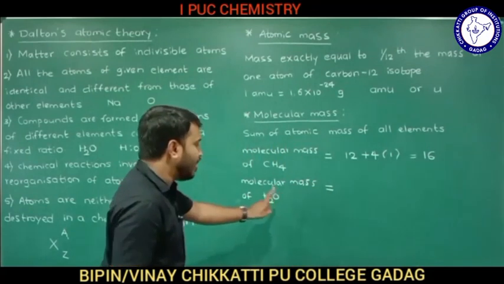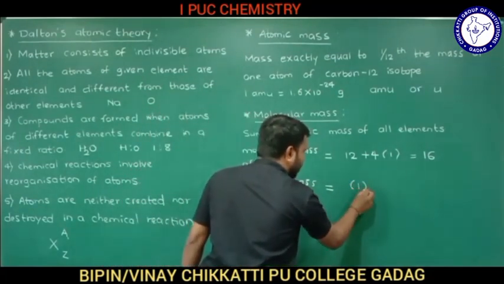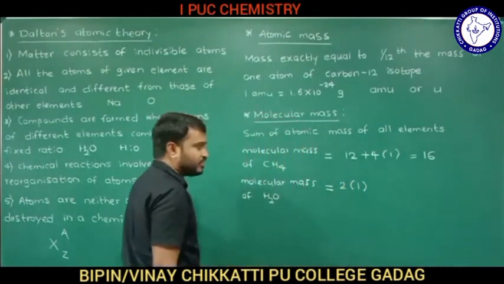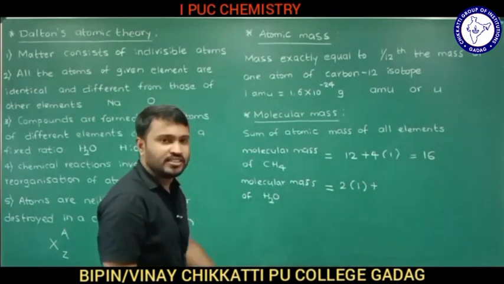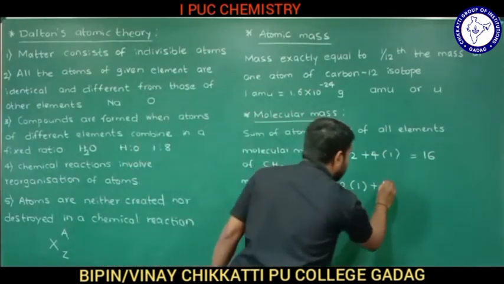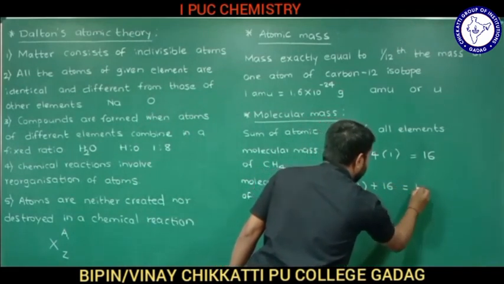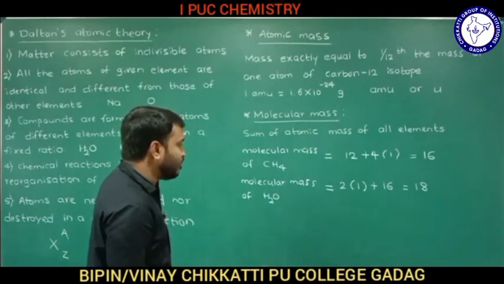Okay, two elements are hydrogen and oxygen. So hydrogen atomic mass will be 1, but how many hydrogens are there? 2 hydrogens are there. We have to add that plus one more element, oxygen. Oxygen atomic number is 8, then atomic mass will be 16 here, and 2 plus 16 we are going to get 18 grams or 18 AMU will be the molecular mass of water.